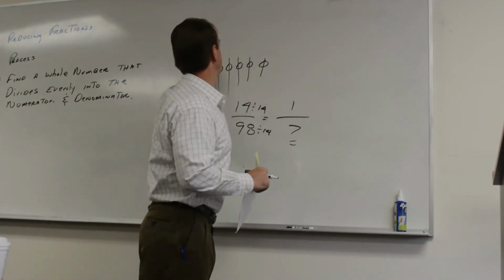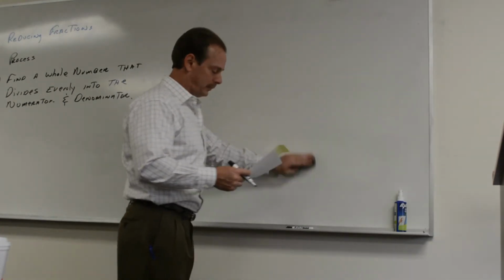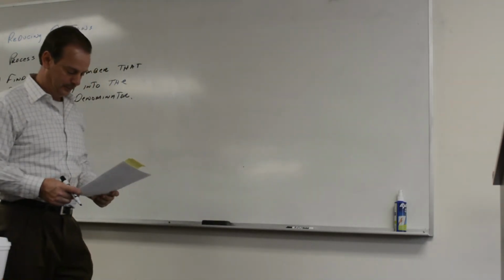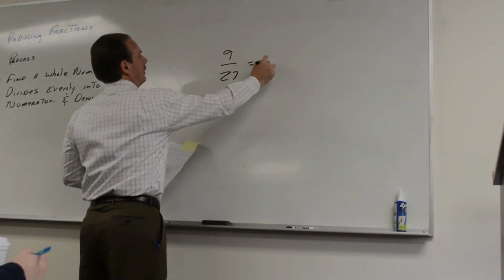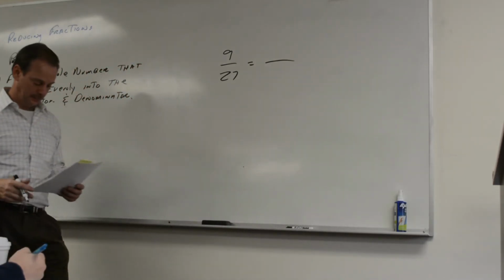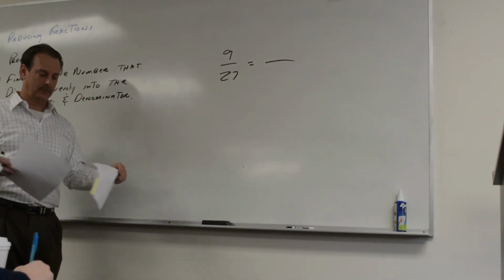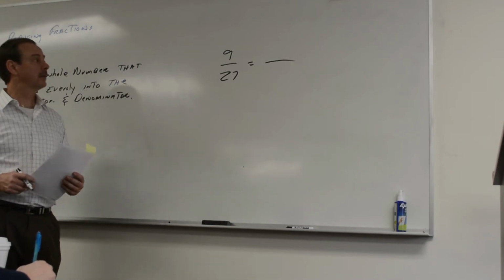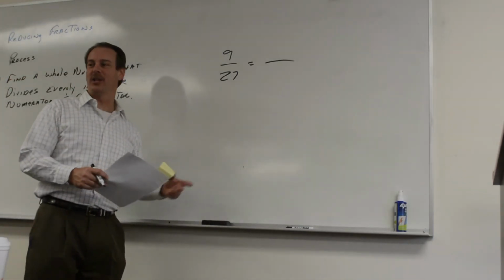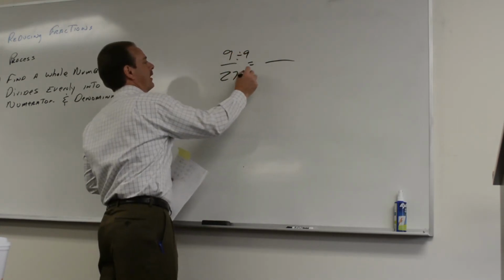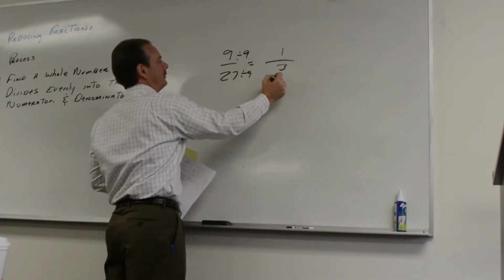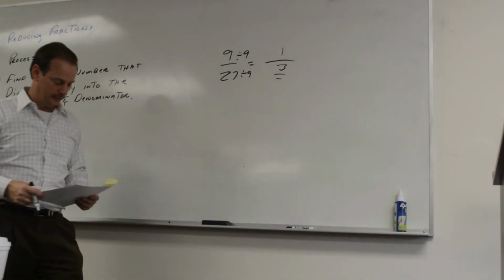All right, let's try something else here. How about this one? Number 3. I want to know what you've got to divide into it. I don't want the answer. 9. And we're going to get 1 over 3. Final answer.